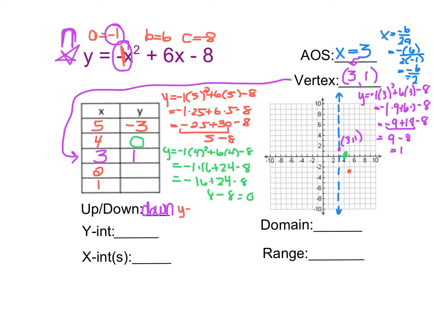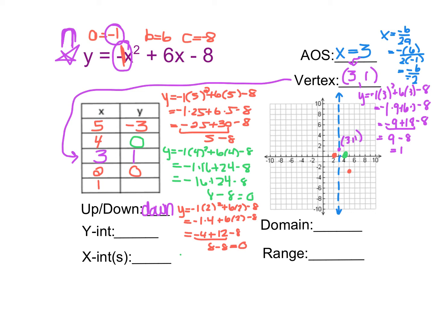So I have y is equal to negative 1 times 2 squared plus 6 times 2 minus 8. Well, I do my exponent, so negative 1 times 4 plus 6 times 2 minus 8. So I multiply, so I have negative 4 plus 12 minus 8. Those together become 8 minus 8, or 0. So here I go to x is 2, y is 0.